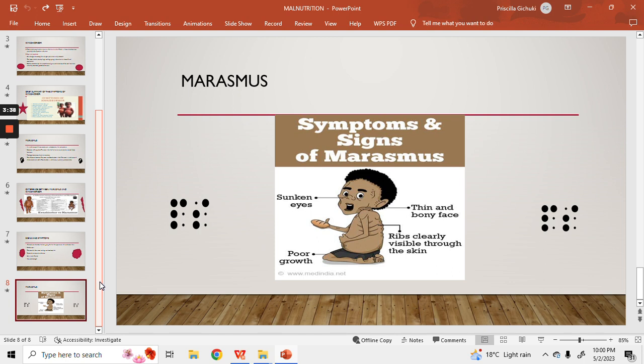The following picture shows a child suffering from signs and symptoms of marasmus. There are sunken eyes, poor growth, thin face and bony face, ribs clearly visible through the skin.